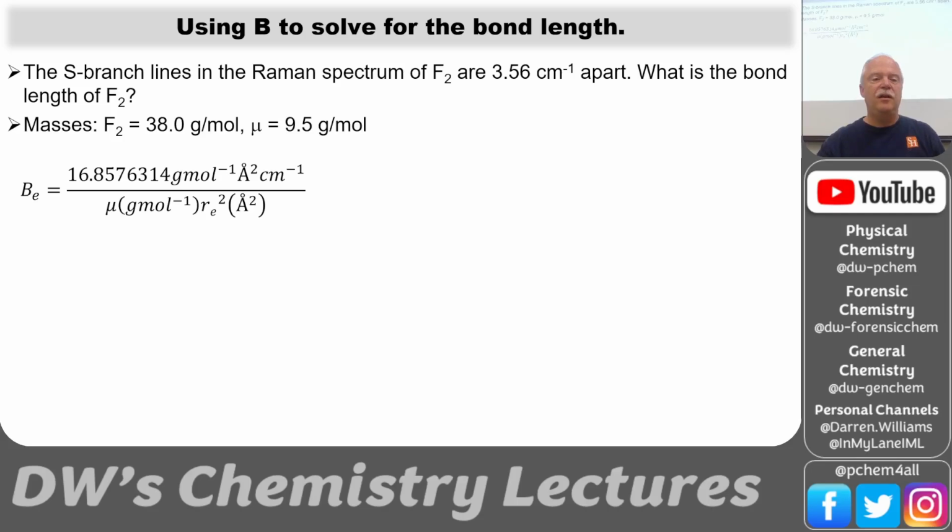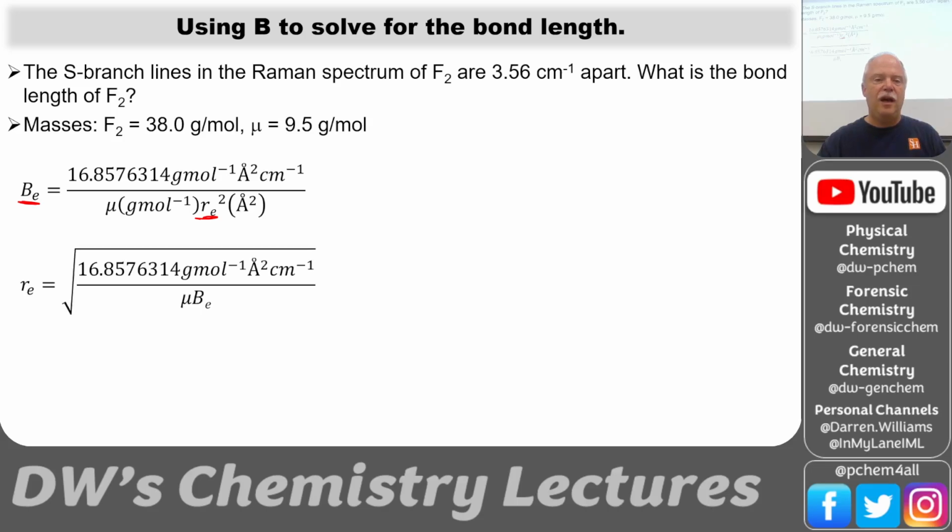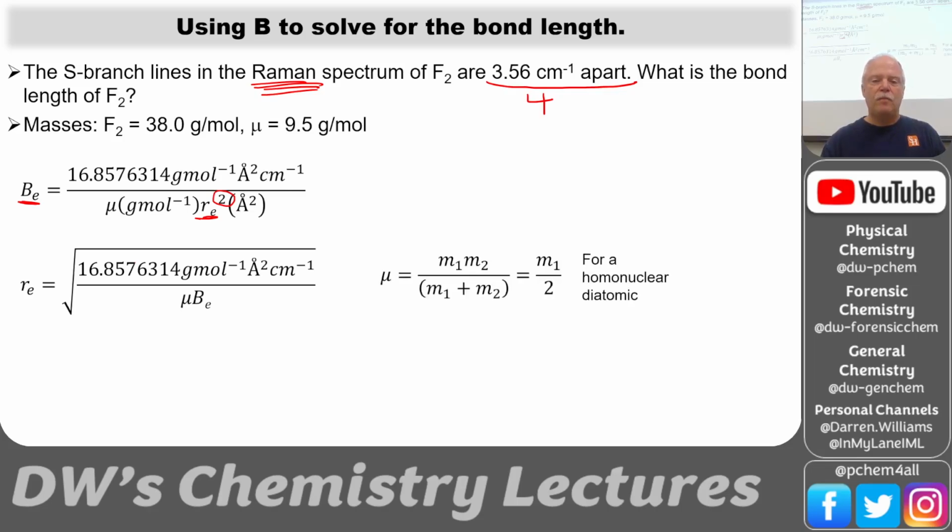Here's our constant. Notice I want to get the bond length here, so I need to swap that with the rotational constant. And I also notice that this is a Raman spectrum. The spectral lines are that far apart, so I need to divide this by 4 to get to the rotational constant. So here's the rotational constant. See what I've done? I've taken the square root of everything to get rid of that square, and I've swapped B, e, and r_e. And so here's our mass divided by 2 for the homonuclear diatomic.